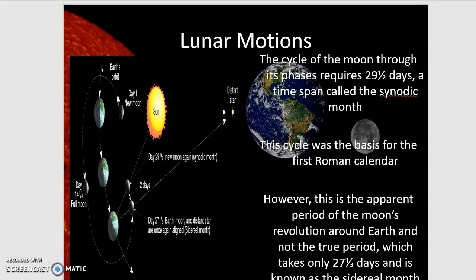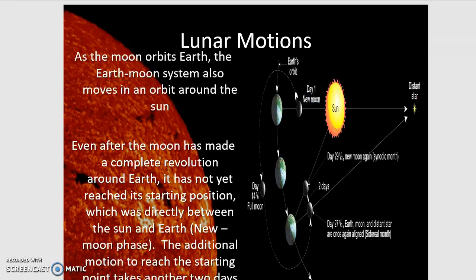Right? The cycle of the Moon through its phases requires about 29 and a half days, a time span called the synodic month. This cycle is the basis for the Roman calendar. However, this is the apparent period of the Moon's revolution around Earth and not the true period, which takes only about 27.3 days and is known as the sidereal month. Right? Now, 27.3 is the amount of time it takes for the Moon to go around the Earth. However, it takes 29.5 days for the Moon to show all of its moon phases.